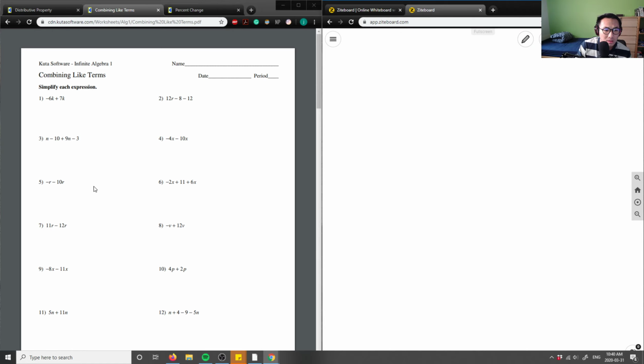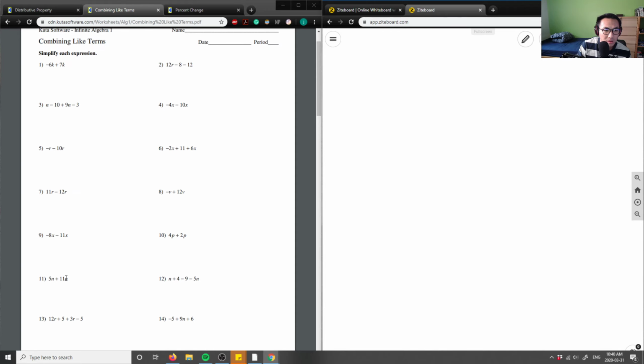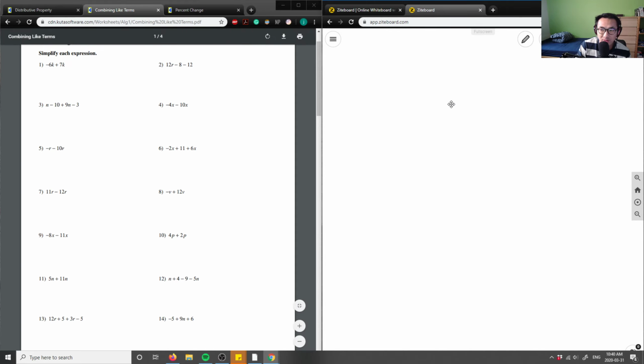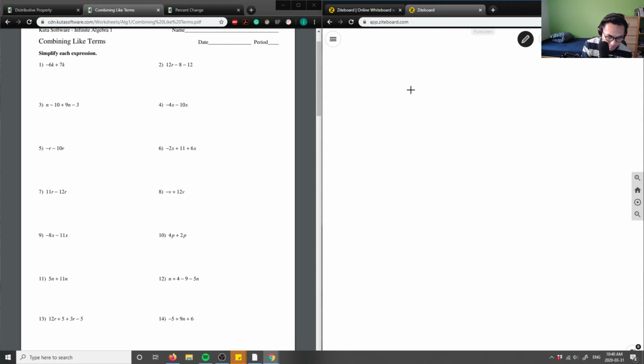These are kind of easy, so maybe I'll move down to 11 here for the sake of time. Let's do 11. 11 is 5n plus 11n, right? So 5n plus 11n, again, my like terms here are, both of them have this n. If they have this n, what I can do is simply add the two terms. So 5 plus 11 equals 16, right? And then I can just drop the n here. So 16n is our correct answer.